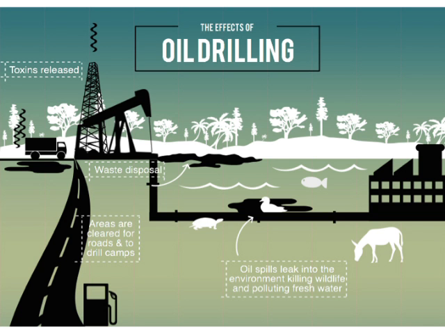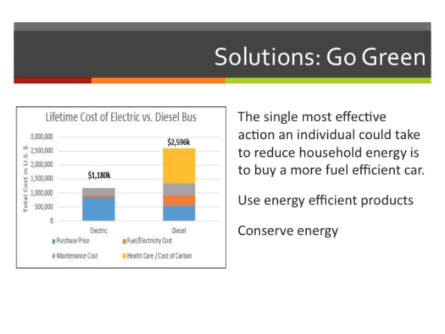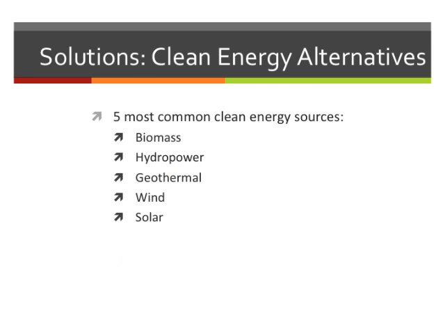As individuals, we can change our lifestyles to reduce this controversy. The single most effective way an individual can reduce household energy is by buying a more fuel-efficient car. You can also purchase Energy Star-efficient products and implement energy-conserving habits, such as powering down devices and unplugging electronics when not in use, to name a few. There are 5 common clean energy alternatives: biomass, hydropower, geothermal, wind, and solar.